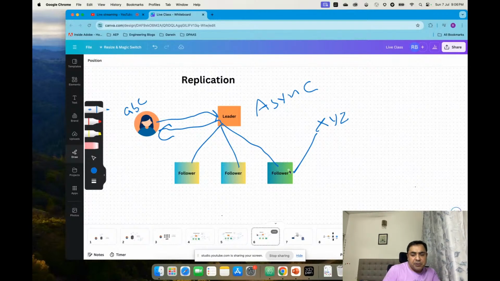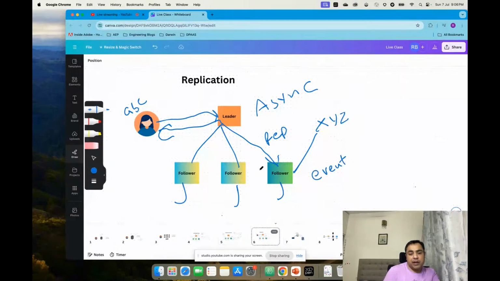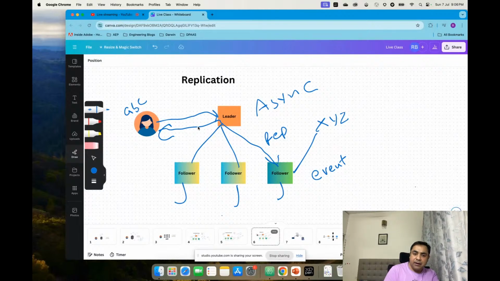Right now, maybe the user is not able to see the updated one, but after a certain time, the same leader will send the data back to replicate it to this follower, and eventually the data would be consistent, and this user's profile would be reflected everywhere. So this is an eventually consistent system when we go for async replication. When we go for sync replication, we make sure the system is strongly consistent, but we compromise on the user experience and on availability.